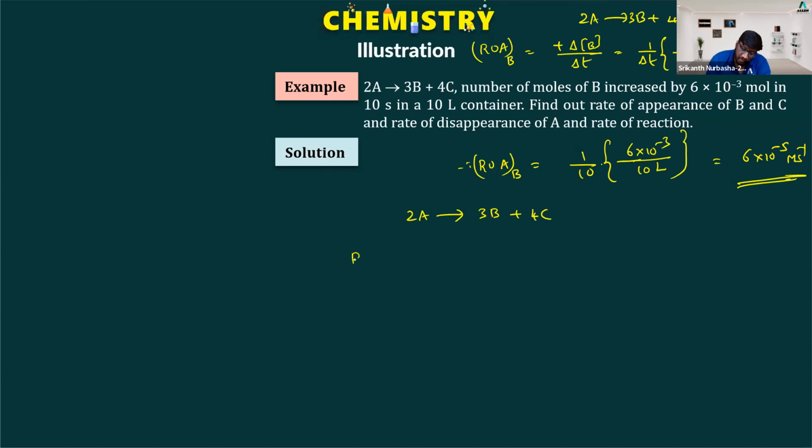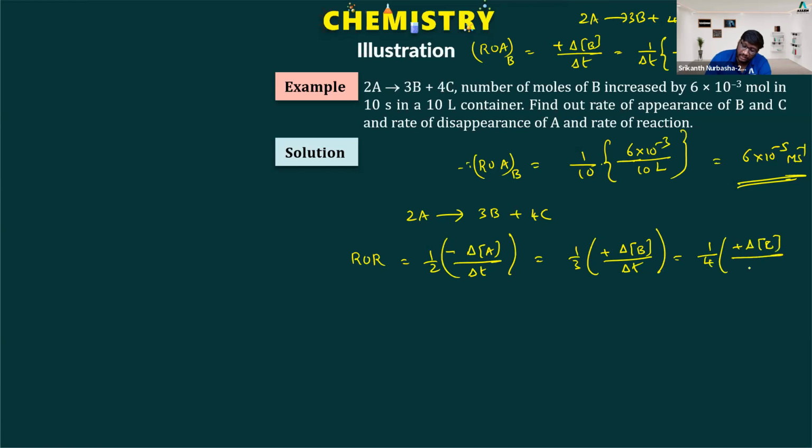What can I write? Rate of reaction is equal to minus of change in concentration of A divided by time taken for that change, with a 1 by 2, that is equal to 1 by 3 times that of plus a change in concentration of B divided by time required for that change, that is equal to 1 by 4 plus a change in concentration of C divided by time taken for that change. That implies half of rate of disappearance of A is equal to 1/3 of rate of appearance of B, that is equal to 1/4 of rate of appearance of C.